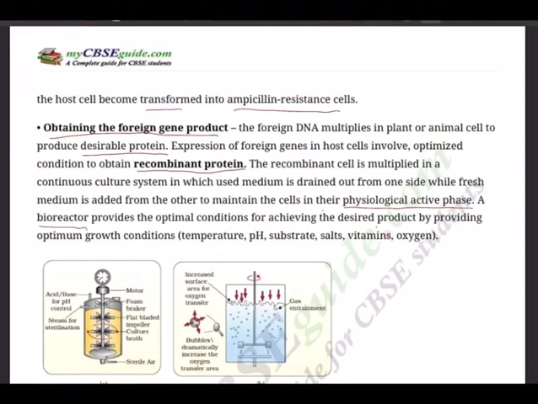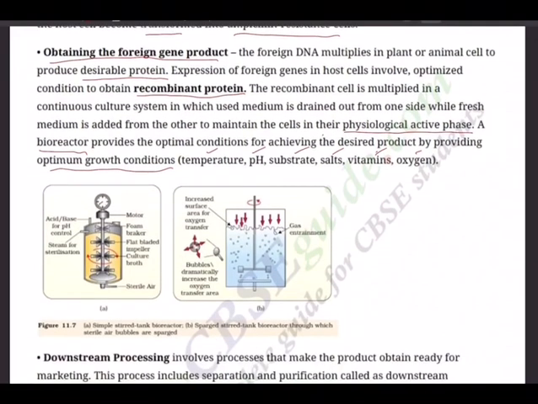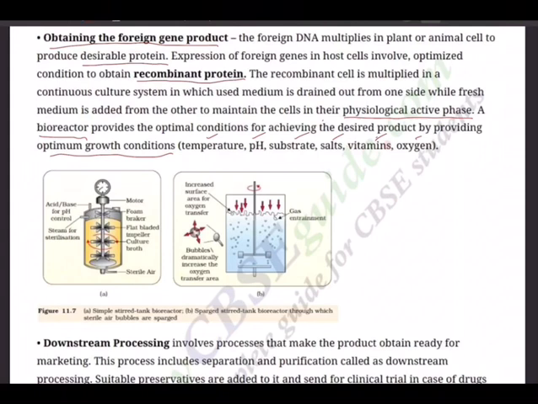A bioreactor provides the optimal conditions for achieving the desired product by providing optimum growth conditions, that is, the most suitable temperature, pH, substrate, salts, vitamins and oxygen. These are available in the bioreactors. So, obtaining the desirable gene product: the cells having cloned genes of interest can be grown on a small scale in the laboratory. The cultures may be used for extracting and purifying the desired protein.